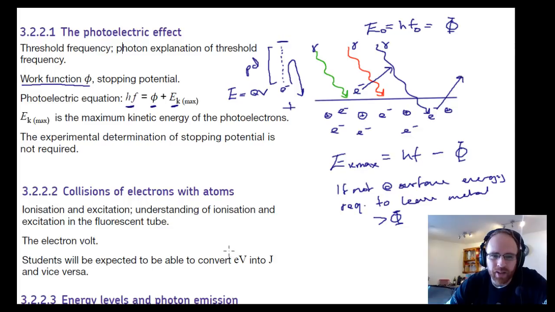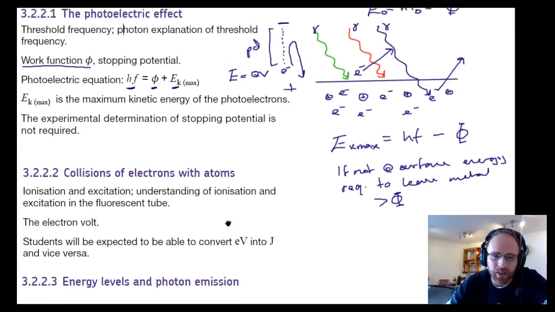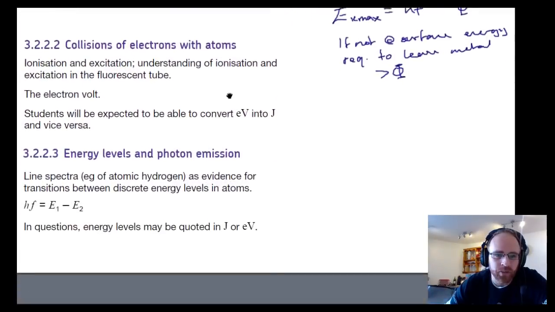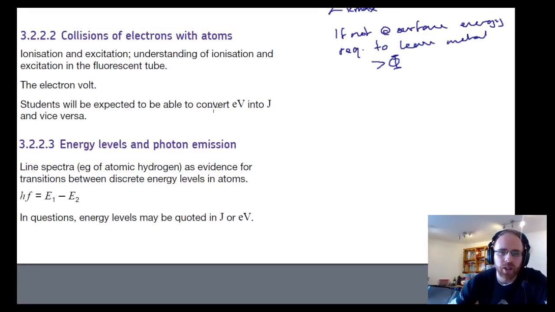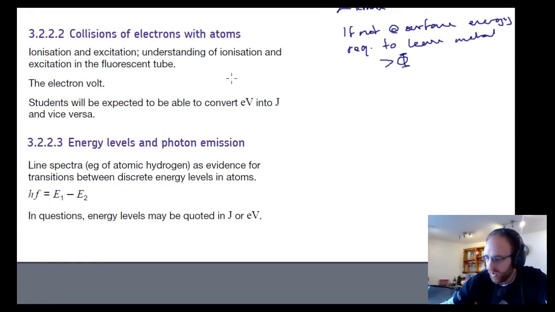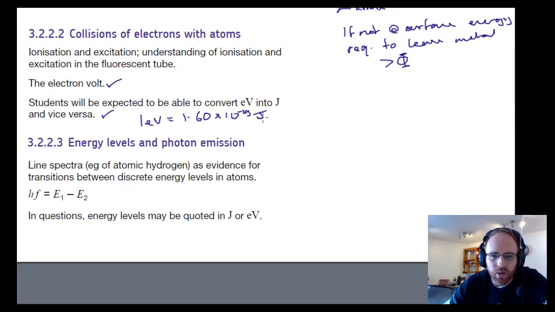The photoelectric effect is a bit weird, and we'll do a whole lesson on it in class. This is good for revision though. So, collision of electrons with atoms. The electron volt we did earlier, and converting electron volt into joules, 1 electron volt is 1.60 times 10 to the power minus 19 joules.